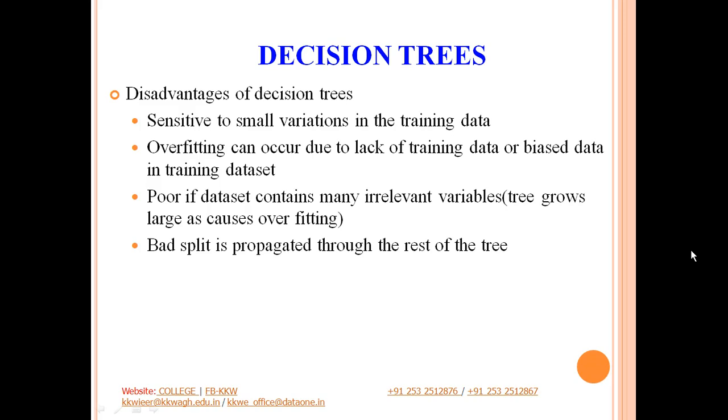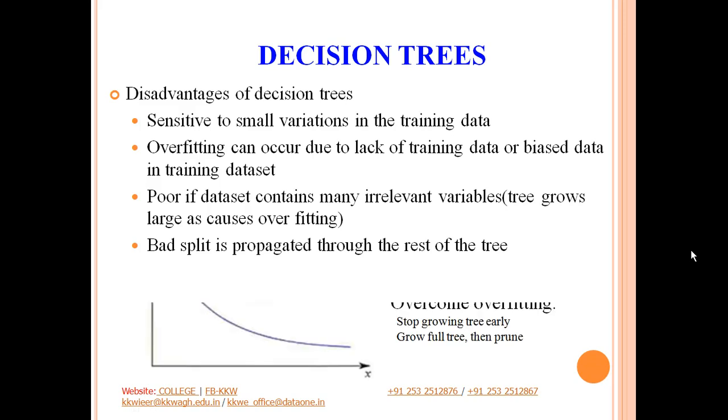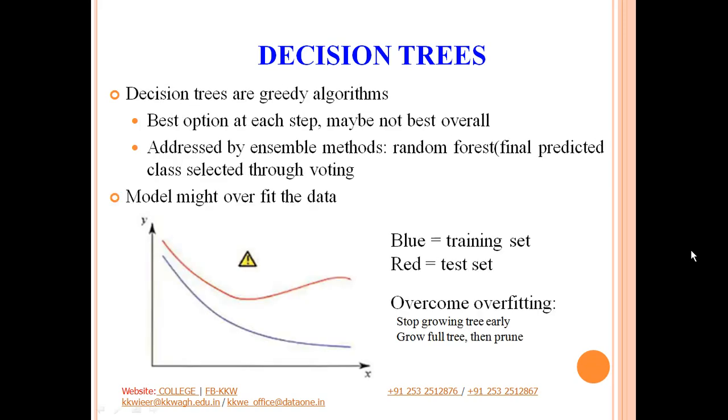So we have seen the advantages and the disadvantages of decision trees. Now we move to the next concept: the decision tree as a greedy algorithm. Why do we say it is greedy? Whatever is the best at that particular point of time, you choose that attribute and then proceed for constructing the decision tree. So we proceed step by step with the best possible option, but not necessarily the attribute we select is the best overall. So you cannot say that the tree you have constructed is optimal. That is why we call it a greedy algorithm.